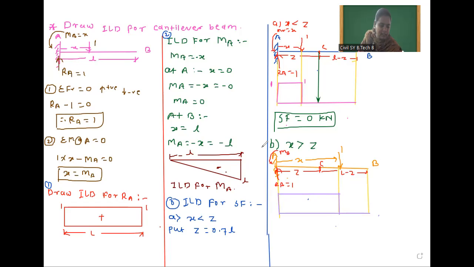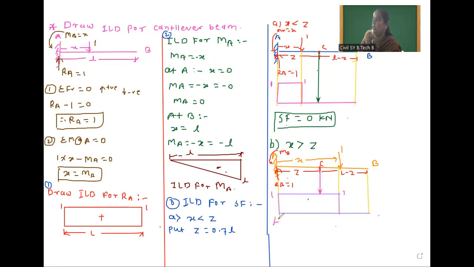So we have to extend the Z location here. So we will extend the Z location here, and accordingly we will calculate the value of shear force. So Z location is here. So now you tell me, the shear force is equal to how much? Here one value is there, here one value is there.